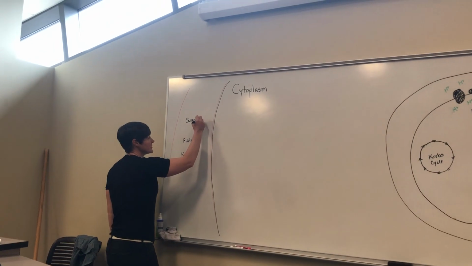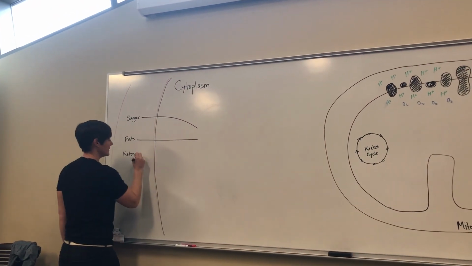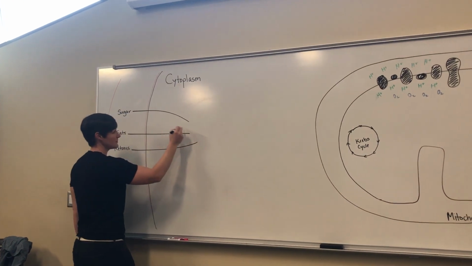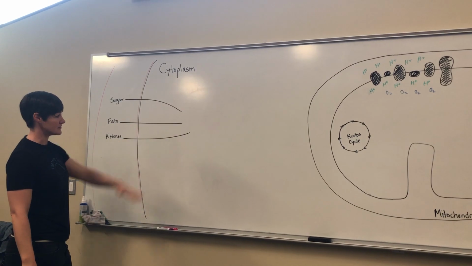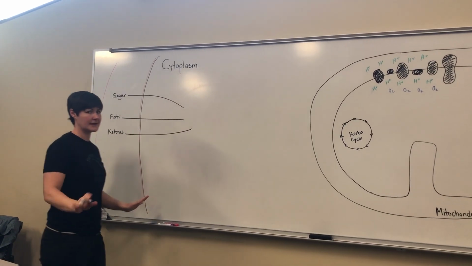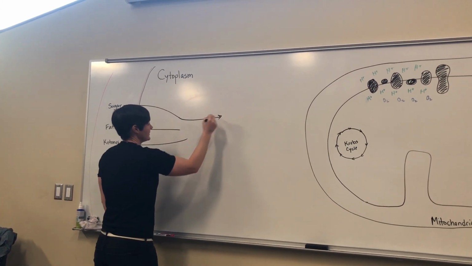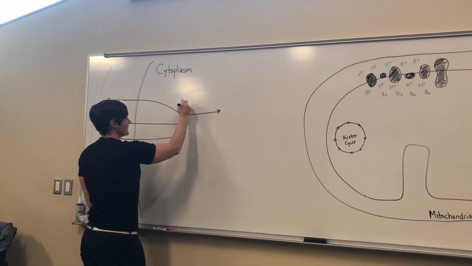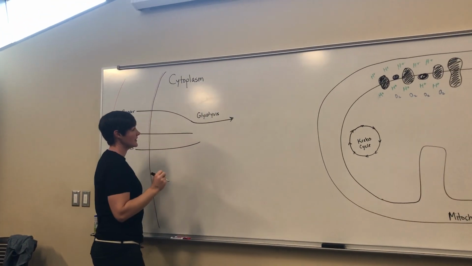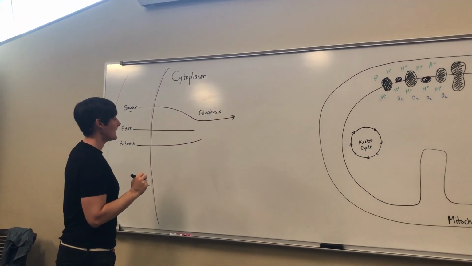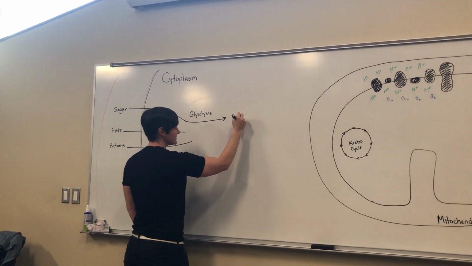So in general, sugar, fats, and ketones can all get into the cytoplasm. There are different transport systems, but you don't need to know those for the time being, or for this class at all, actually. Sugar is broken down via glycolysis, and this was in the Khan Academy videos you watched. The end product is pyruvate.